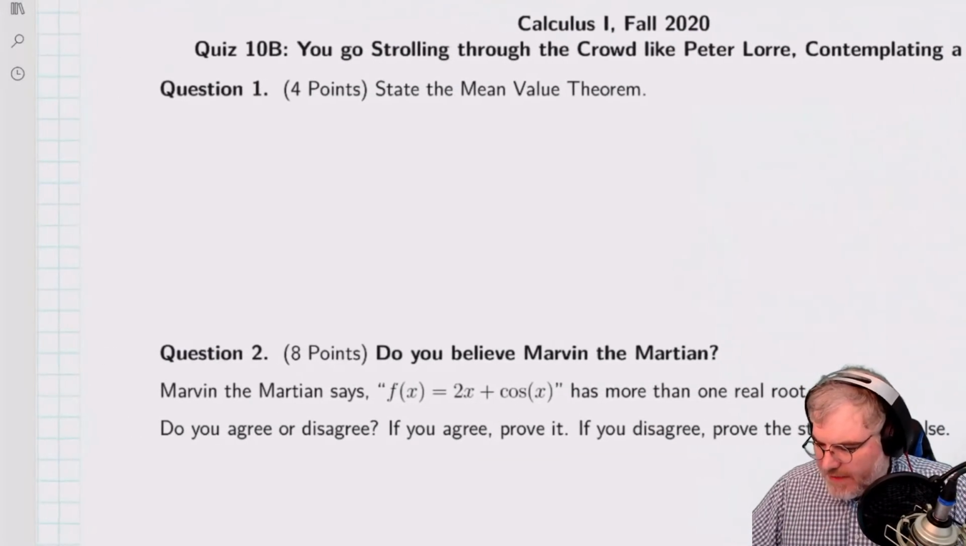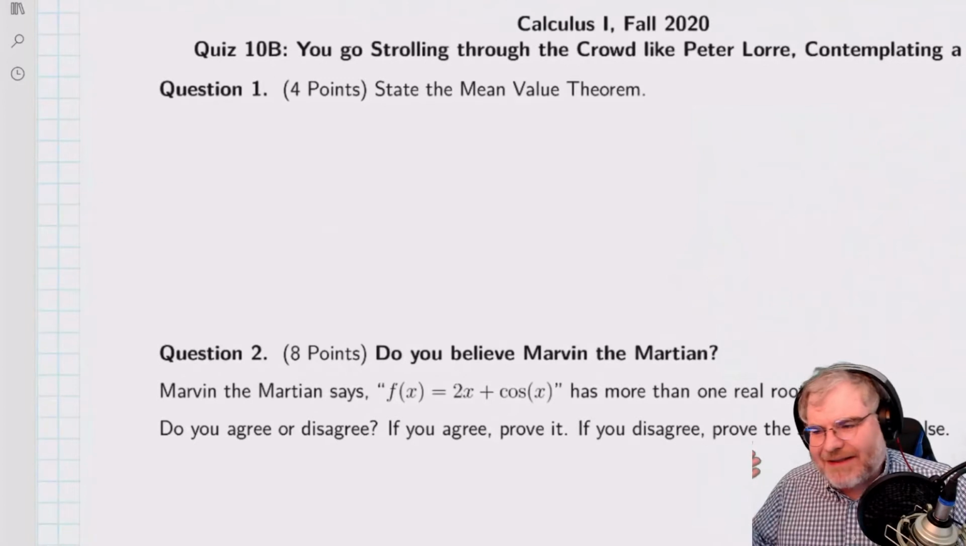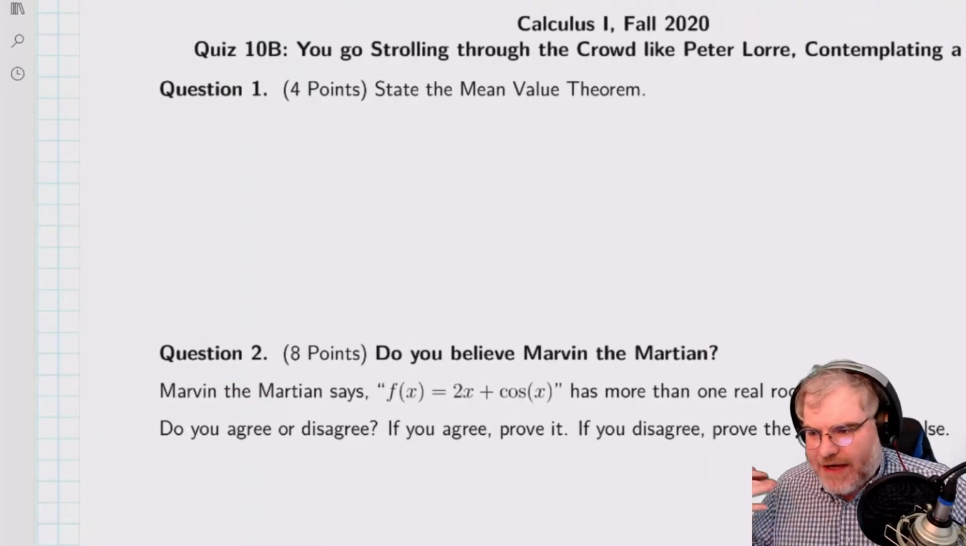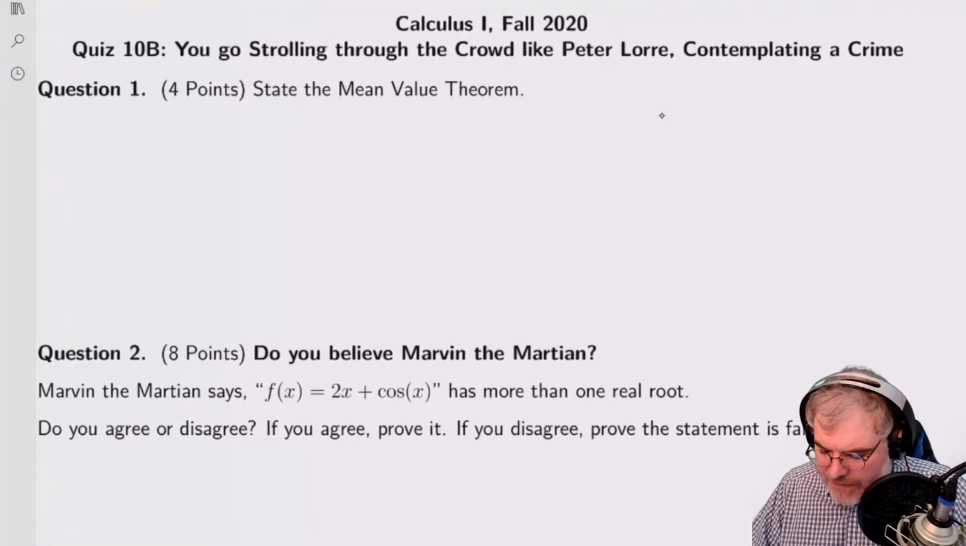Okay, so I want to state the mean value theorem. I don't remember all the details of the mean value theorem all the time, right? I have a picture. So here's my picture. I have this picture that looks like this.